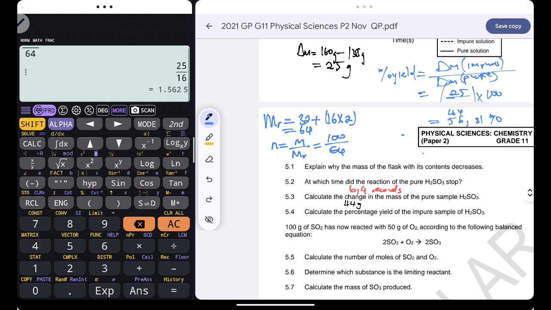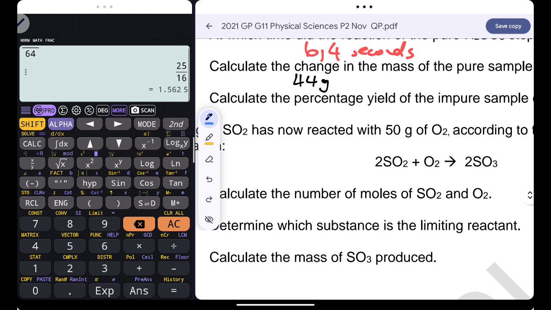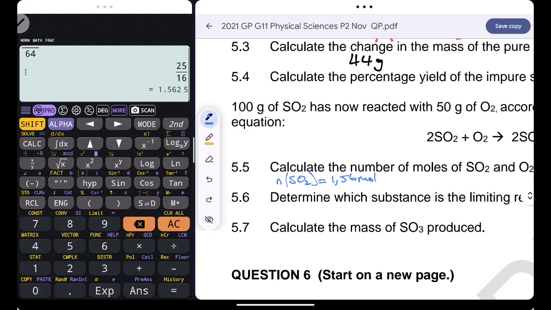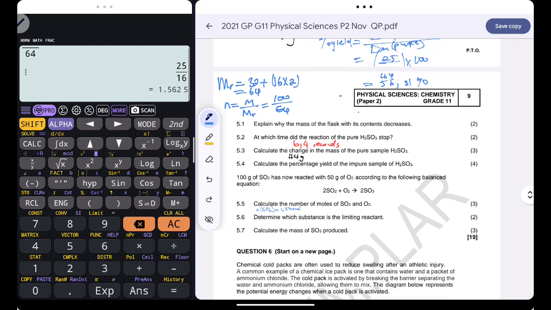What do I get? The number of moles of sulfur dioxide is 1.56 moles. And then for oxygen, please note that the relative atomic mass number for oxygen is just 16. Oxygen is 16, but we have two of them there. So it's 16 times 2, which is just 32.